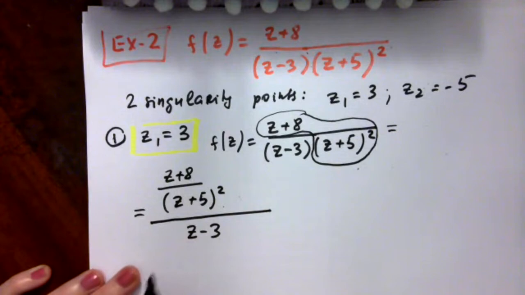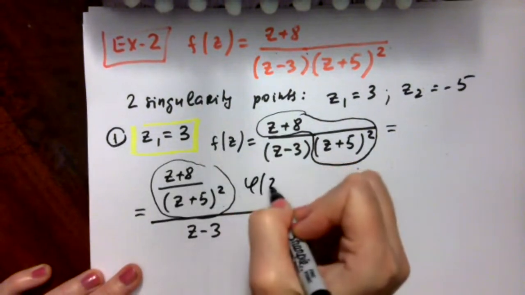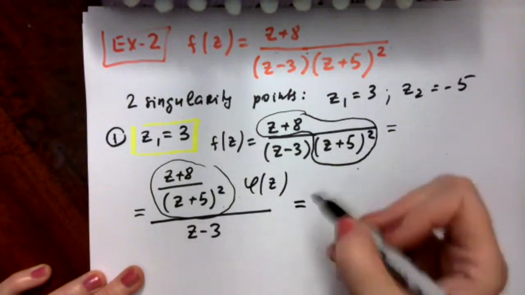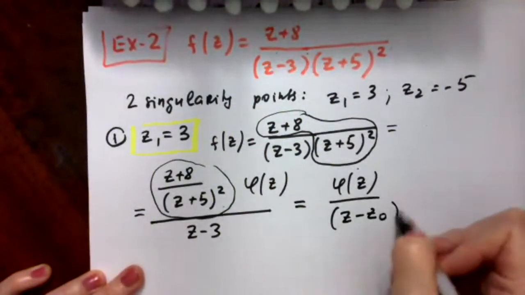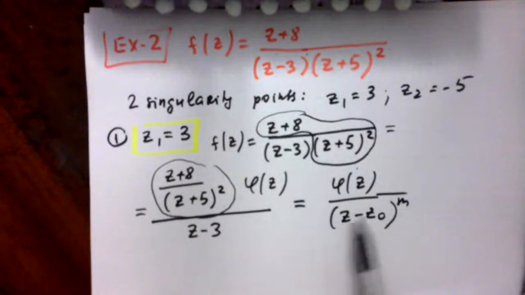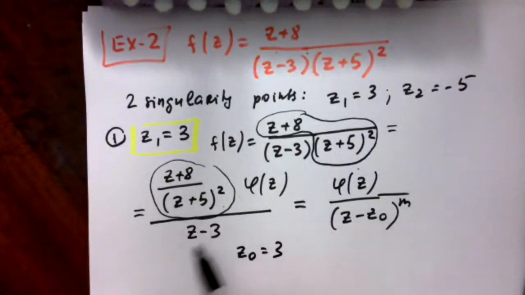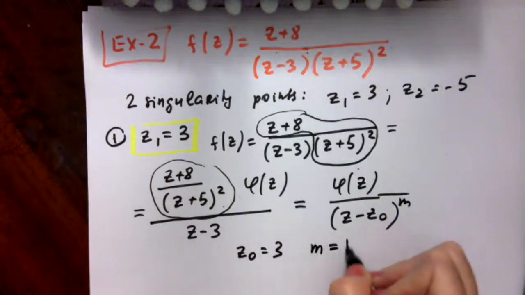Why did I do it? What was the purpose of doing so? Because this numerator will play the role of phi of z in my case, and the denominator will be z minus z0. So I can rewrite it in a general form and compare it with my theorem: phi of z divided by z minus z0 to the power of m. You remember this template from our theorem. So what do we have here? Now we can easily compare our function. We are dealing with the point z0 equal to 3, our singularity point, of course. And this expression is in the power of m, so it means that m is equal to 1.